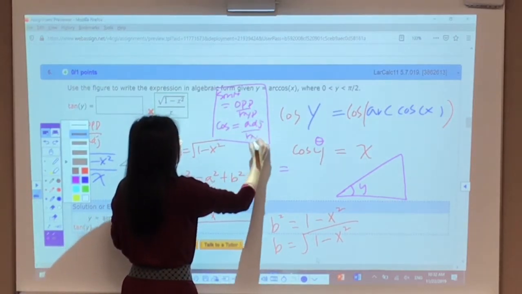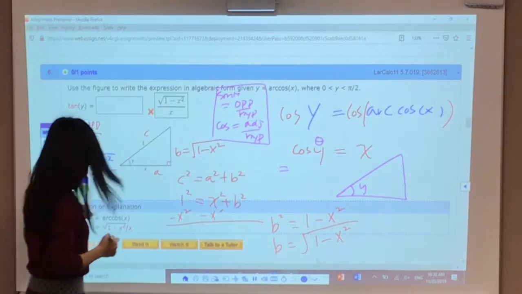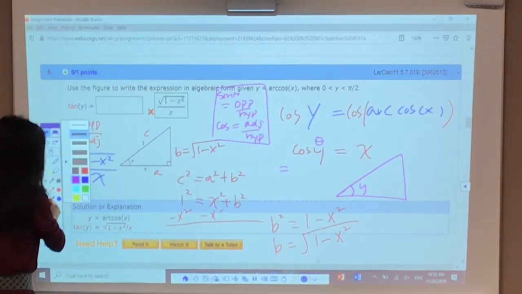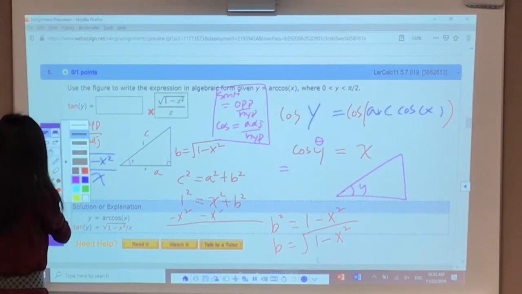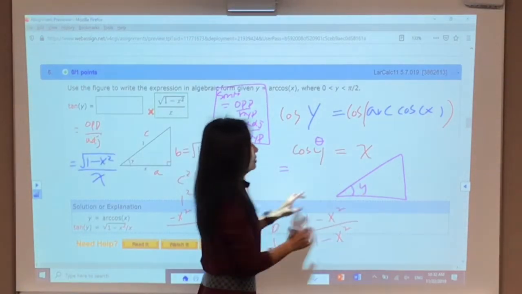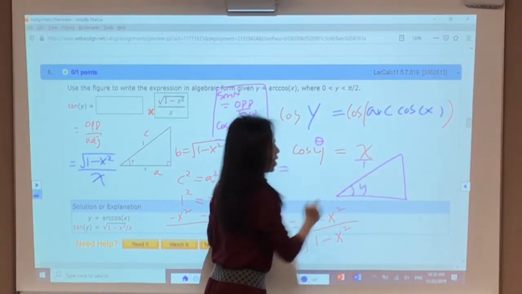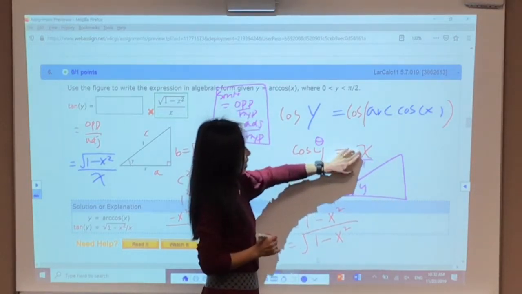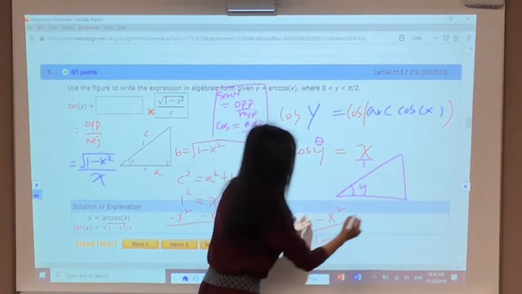Adjacent over what? Hypotenuse. And tangent, we talk about it right here. So you're gonna say, okay, that means that's what I have. That's same as over what? 1. So this is my what? Opposite.